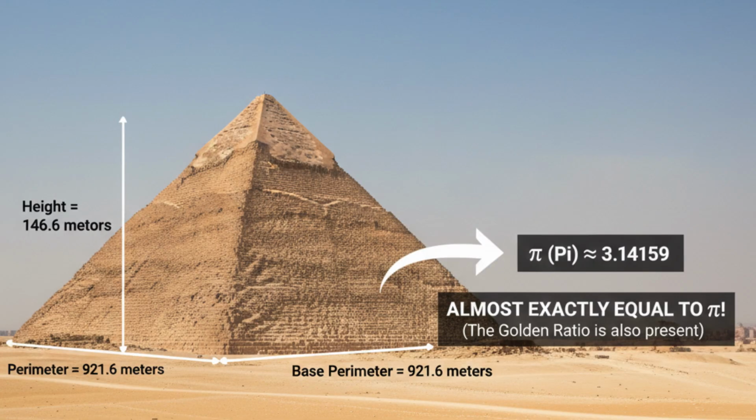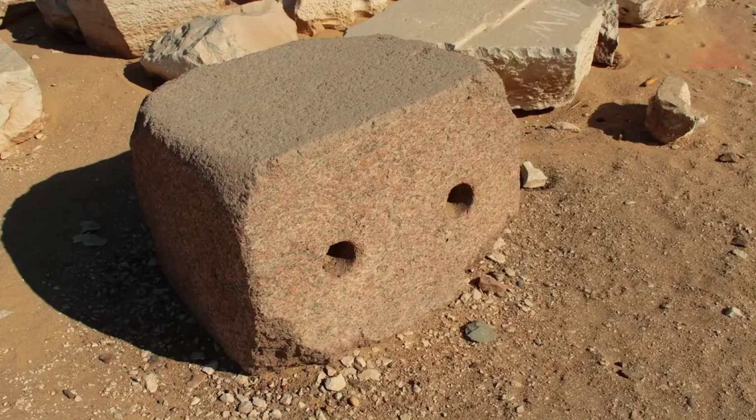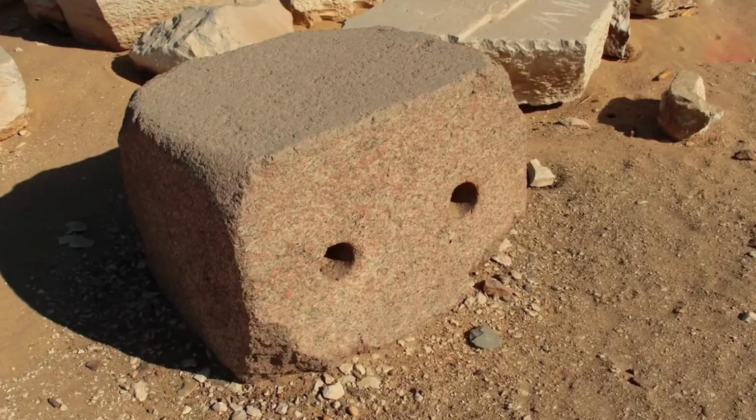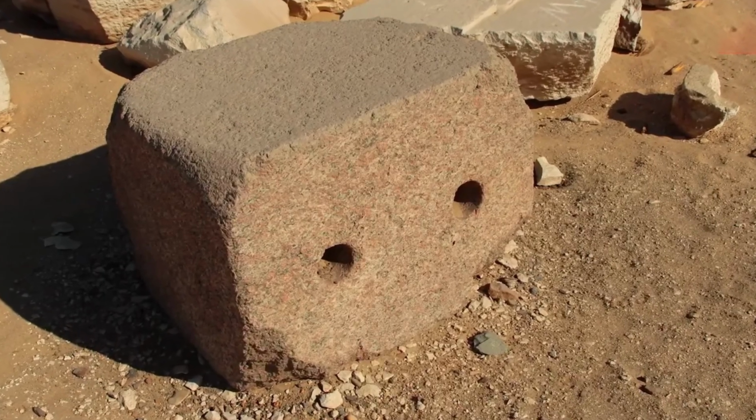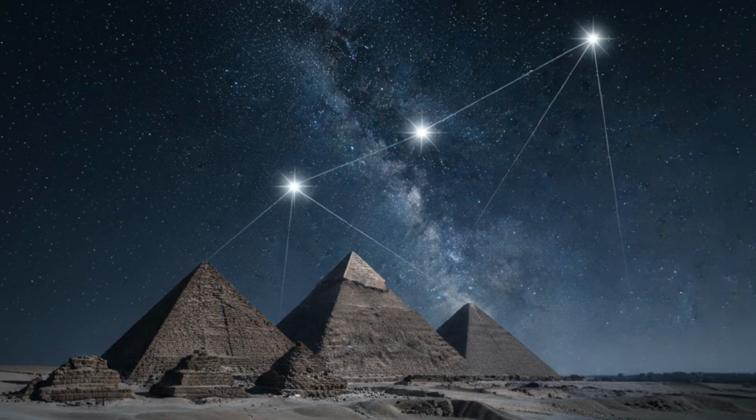Their reasons sound convincing. The base perimeter divided by twice the height is almost equal to pi. The height multiplied by 1 billion is close to the distance from Earth to the Sun. Some granite blocks look cut with laser-like precision, with perfect drill marks. The 3 pyramids line up with the 3 stars of Orion's belt.